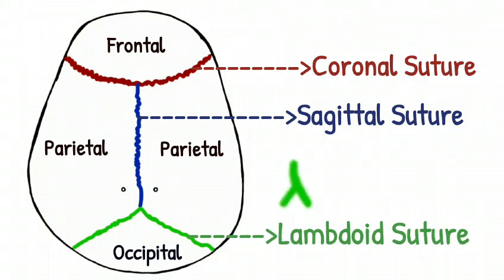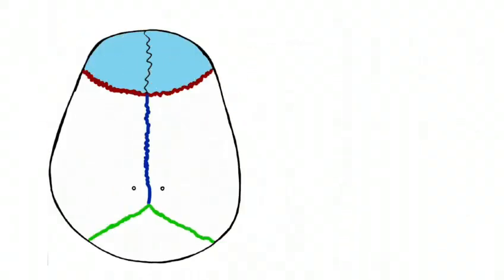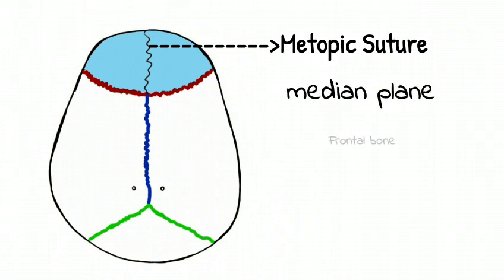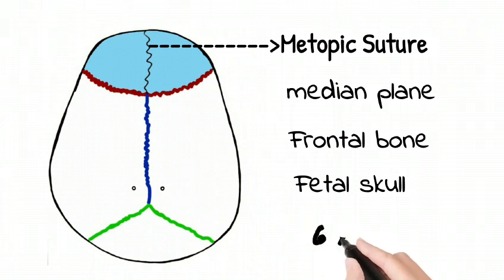Hence the name. Next, we have the metopic suture, which is present in the median plane. It separates the frontal bone. It is usually seen in the fetal skull and fuses at the age of 6 years.